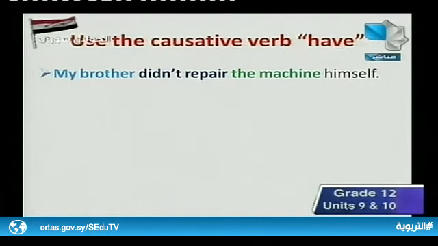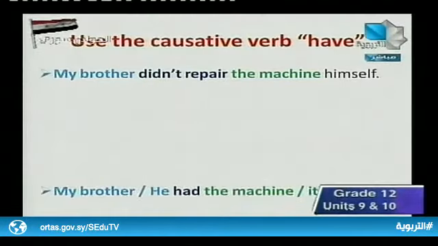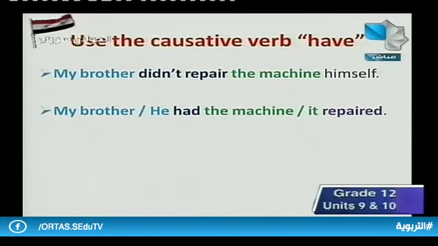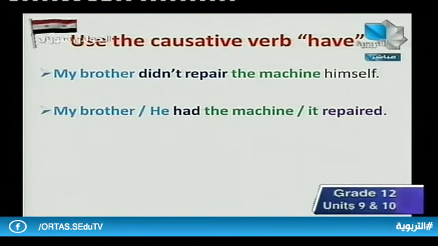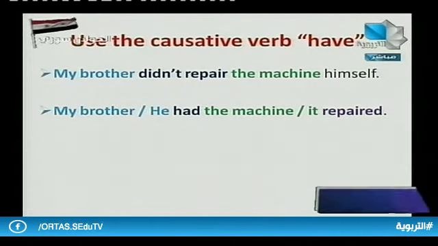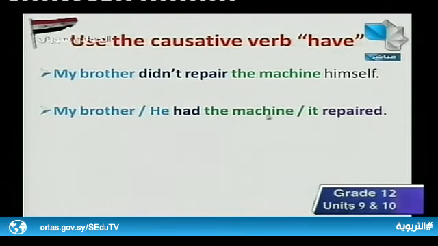Now, we have some statements. For example, the first sentence: my brother didn't repair the machine himself. It means that someone else repaired the machine for him. If we ask the student to use the causative verb have, the student should know the grammatical structure of the causative verb have, and he can apply this rule easily on this sentence. He can use a pronoun. Instead of saying my brother, he can say he. He had the machine repaired.